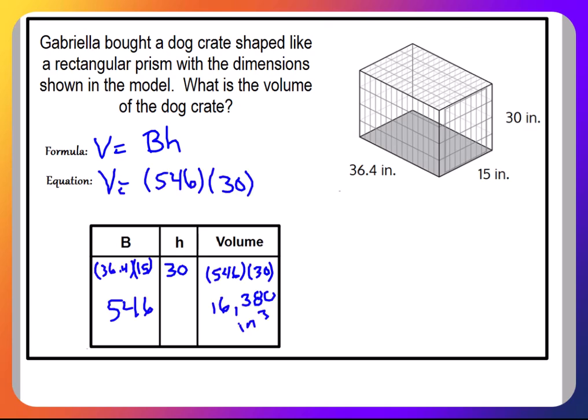Okay, did you get that the volume of the dog crate is 16,380 inches cubed? If you did, awesome job. If not, take a look at the work. Did you get 546 for your base area? So for the base area, we needed to multiply the 36.4 times 15. And then the height of the crate, how tall is the crate? 30 inches. Multiply the 546 times 30 and you get your 16,380. It is in inches, always cubed.